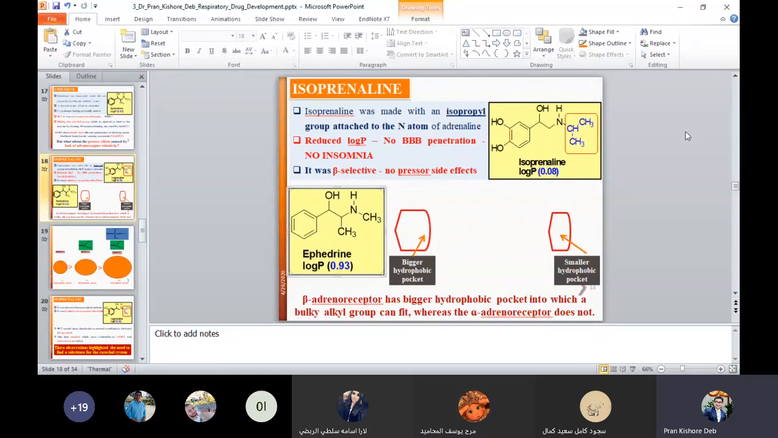What is the third advantage? It's not blood-brain barrier penetration, so no CNS side effect. It will not cross because it has less log P. It will not cross the blood-brain barrier. It will not show CNS side effect. Is it clear? Okay.